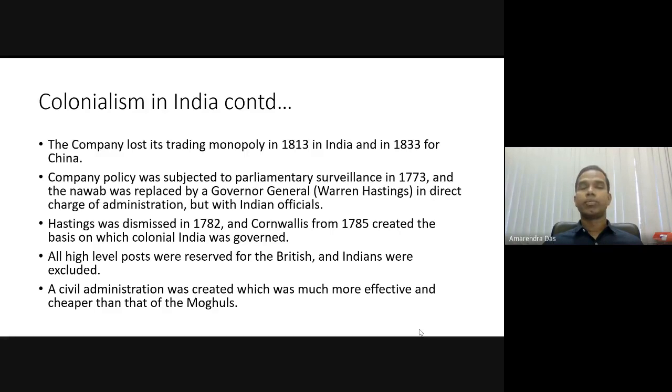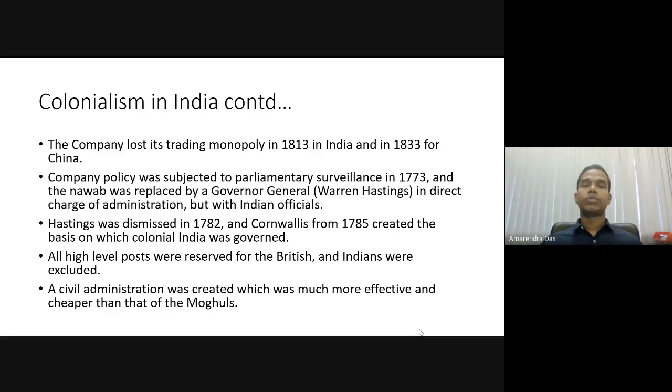But then Indian officials were appointed. Then Hastings was dismissed in 1782, and Cornwallis came to power from 1785, which created the basis for colonial India. Then all high-level posts were reserved for the British, Indians were all excluded, and a civil administration was created, which was much more effective and cheaper than that of the Mughals.